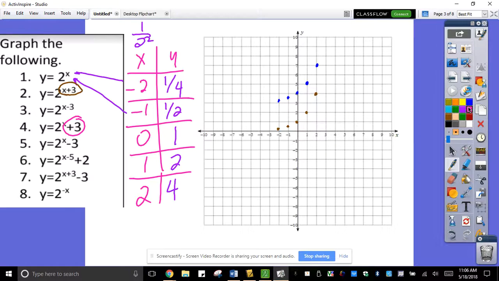And make sure, guys, that you don't graph this way. This is wrong. Why is that wrong? Because the correct one should be a smooth curve over here, and it's going up gradually. And that's the graph for number 4.